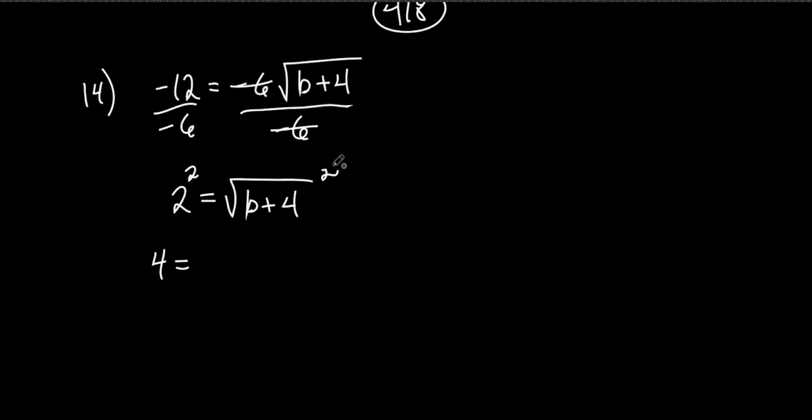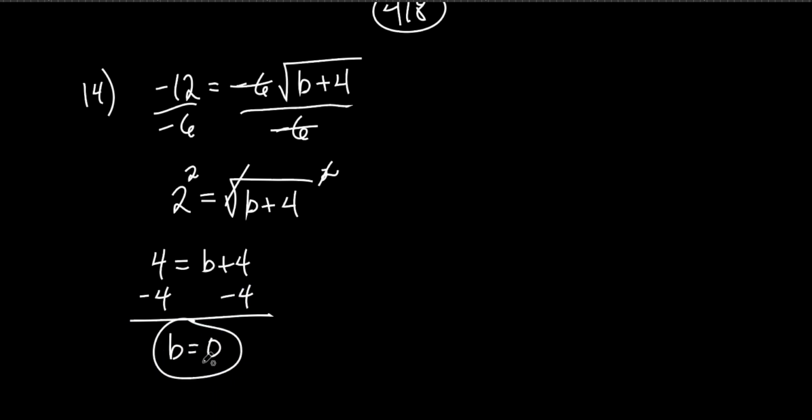You get a 4. That thing cancels out here. You got a b plus 4. One more step to get the b by itself. Subtract a 4. So what's b equal to? 0. Right, because 4 minus 4 is 0.